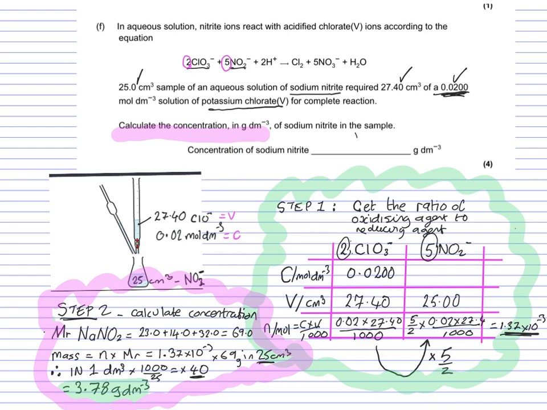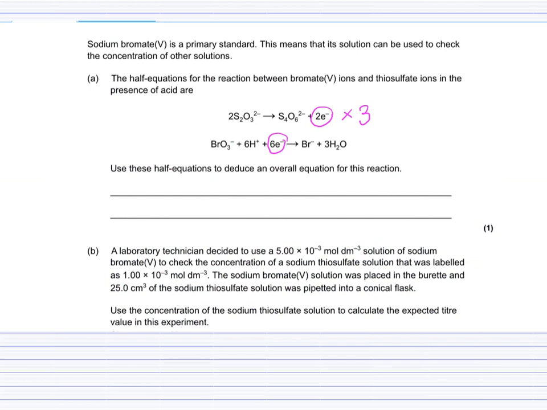So again we have a simple redox equation to work out, looking at two half equations. The first thing we need to do is balance up the number of electrons. You can see here that the reducing agent is giving up 2 electrons. We need to times it by 3 so that the oxidizing agent takes 6 and the reducing agent gives 6. So times the whole half equation by 3.